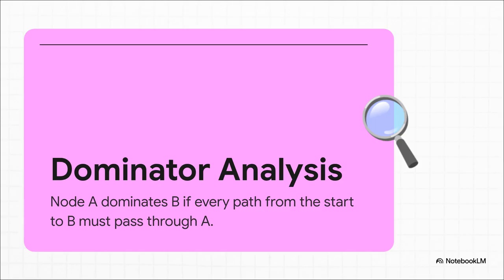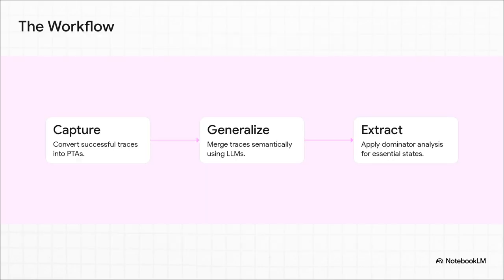from the start to B absolutely must pass through A. By calculating these relationships, we can mathematically prove which nodes every successful execution has to hit, and we can just completely ignore the optional noise. So here is the incredibly clever 3-step workflow that builds this trust layer. And the best part? No massive manual test configurations required.